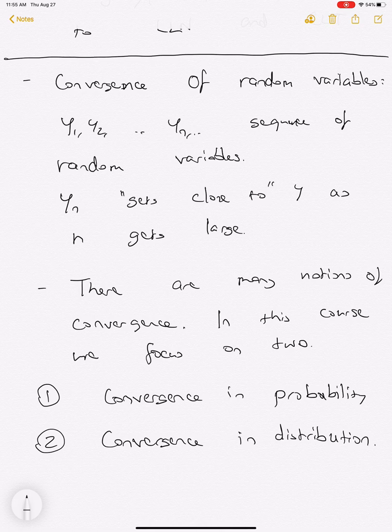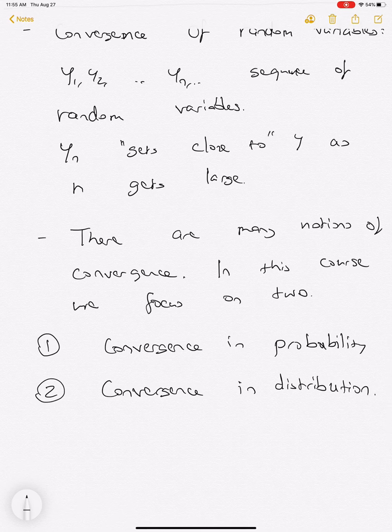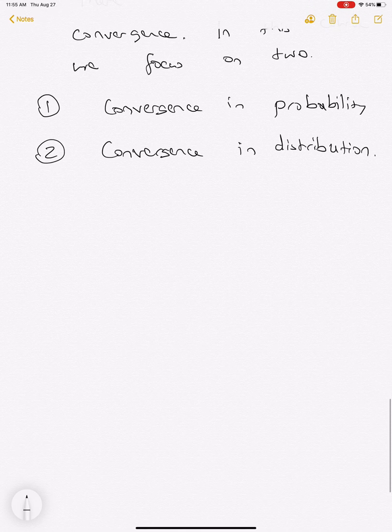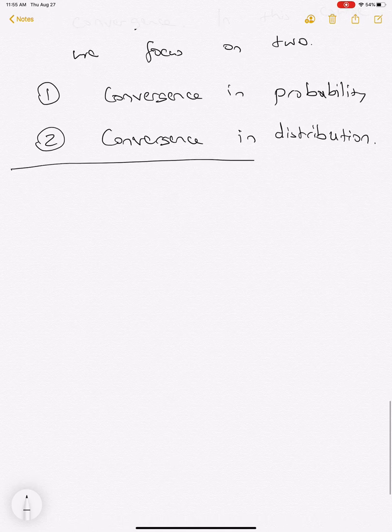In this course, we're going to focus on two. The first is convergence in probability, and the reason is that it's the building block for the law of large numbers. That's the definition of convergence we use for the law of large numbers. The second notion is convergence in distribution, and that's what we'll be using to prove the central limit theorem. So let's begin with convergence in probability.